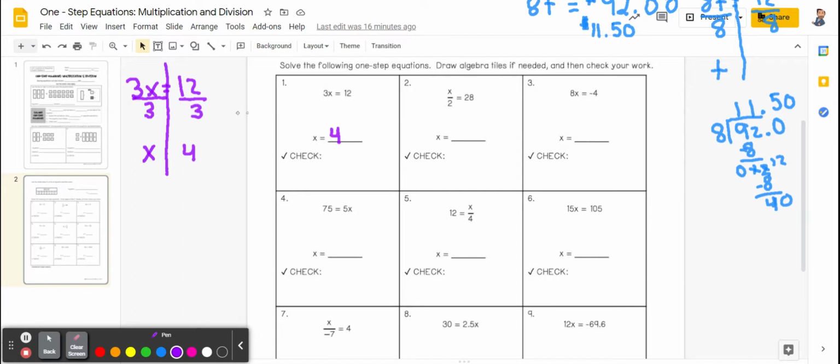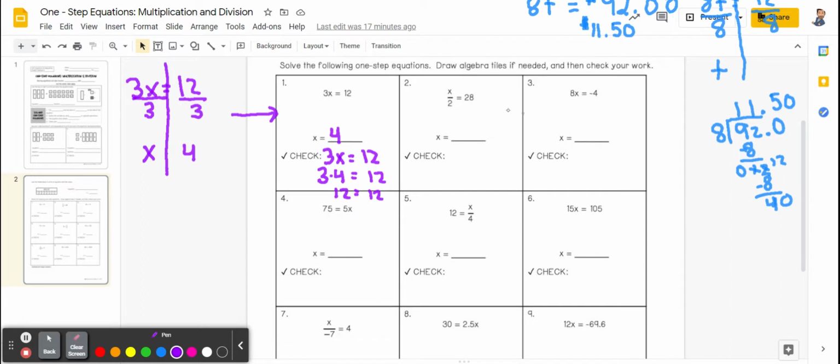And all this that I'm doing off to the side, you can do right here or off to the side too, it doesn't matter. Please just show your work though. And then if we check this, we'd put 4 in place of x to see if that works. So we have 3x equals 12, and then 3 times 4 equals 12. And then we have 12 equals 12. That's how you would check.